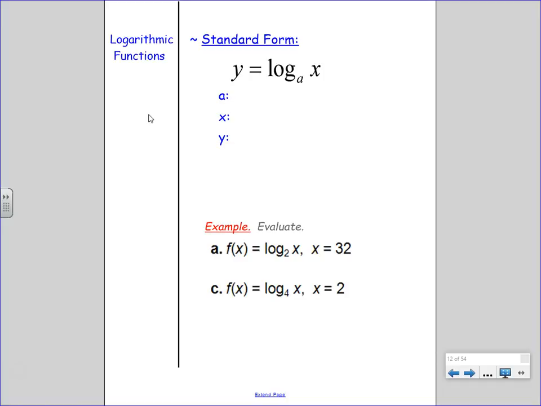Once again, I like to write log base b of x just to remind me e is the base, but that's okay. We can do log base a.